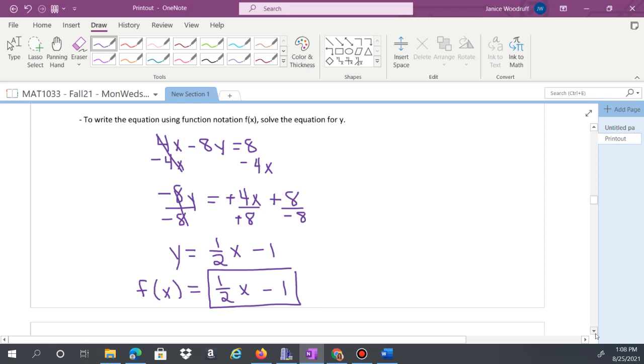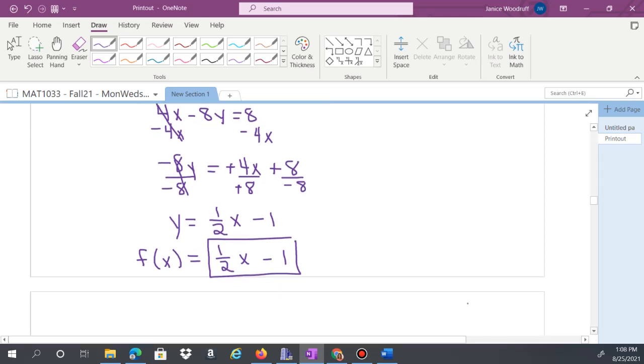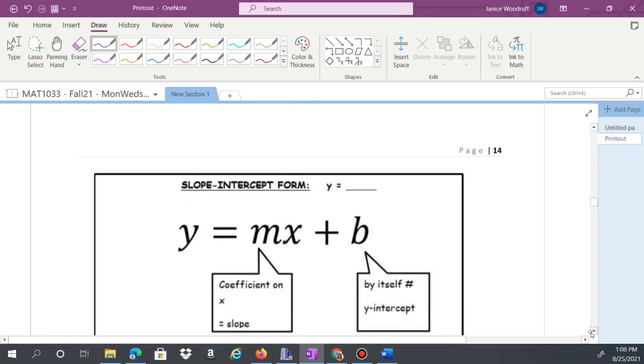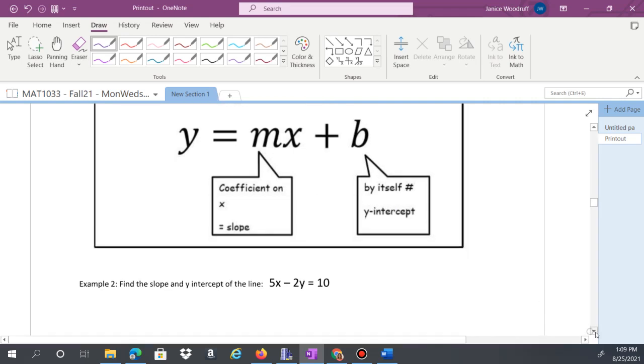Okay, the next form of the graph is slope-intercept form, which this solving for y is slope-intercept form. Slope-intercept form is when y is by itself: y equals mx plus b. So m is going to stand for the slope, that's going to be the coefficient on x. b is going to be the number that's by itself, that's going to be your y-intercept. So in slope-intercept form, you can find the slope and the y-intercept of a line.